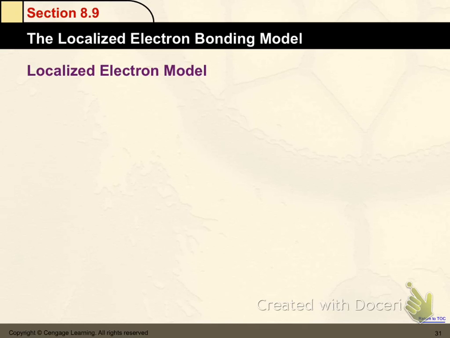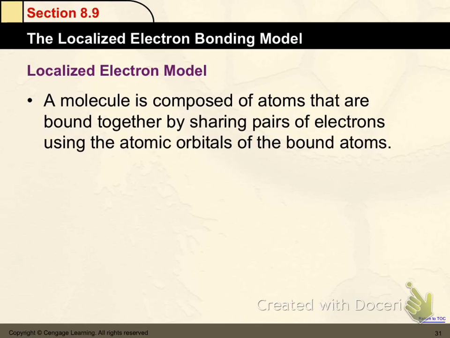Now, the structures of molecules is based upon something called the localized electron model, which is simply this, that molecules are composed of atoms that are bound together by sharing pairs of electrons using the atomic orbitals of the bound atoms. So we know that atoms have these atomic orbitals where the electrons reside, and it is the electrons in those orbitals that are shared between atom and atom that allows them to combine to make a molecule.